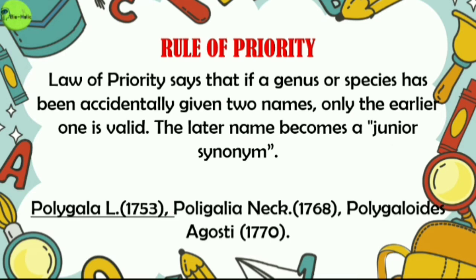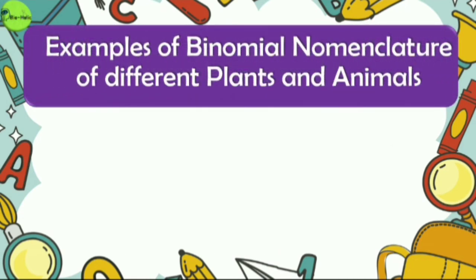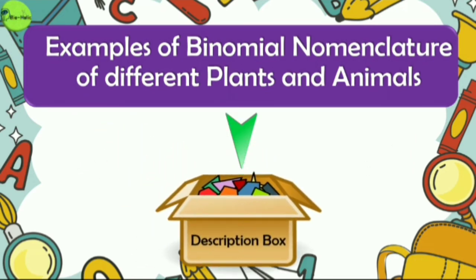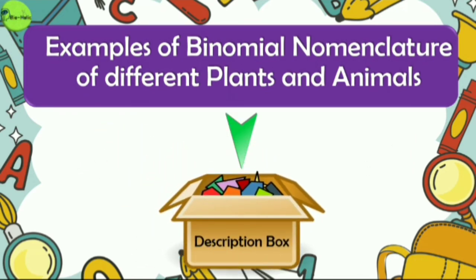For example, Polygala L. is the senior name of the other junior synonyms like Polygalia Neck or Polygaloides Agosti. Now, if you want to know more about the examples of binomial nomenclature, then please check the description box below, where I have provided some examples of the binomial nomenclature of different plants and animals.